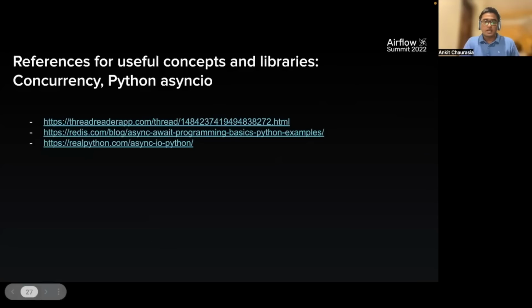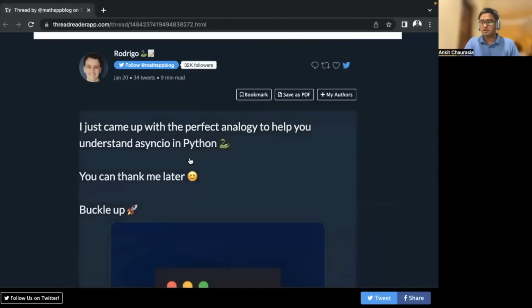During this whole journey of writing deferrable operators, there are a couple of links and references which I found personally very useful. One of them was just to understand the concept of async IO in Python, right? The concept of concurrency, and again, various documentation as well. I have already shared the links here. The first link here is a really nice blog which provides you a perfect analogy which will help you understand the Python-based async IO library and how it works, right?